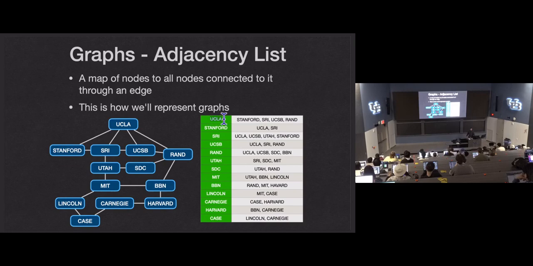is an adjacency list where for each node, we're going to track all of the nodes that are connected to that node via an edge. So UCLA is connected to Stanford, SRI, UCSB, and RAND through edges. Those are its four, what we call neighbors. We're going to store them in an adjacency list under that node. Same with any node. SDC has neighbors Utah and RAND. So we're representing all of the information of this graph in this format.